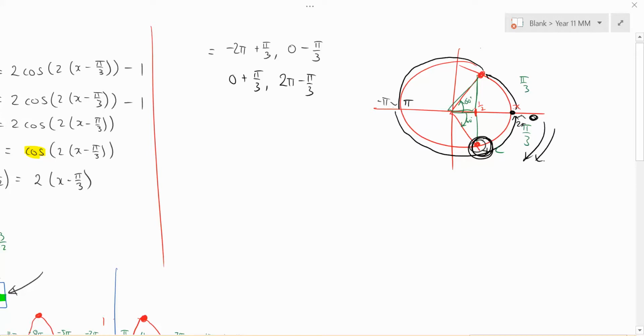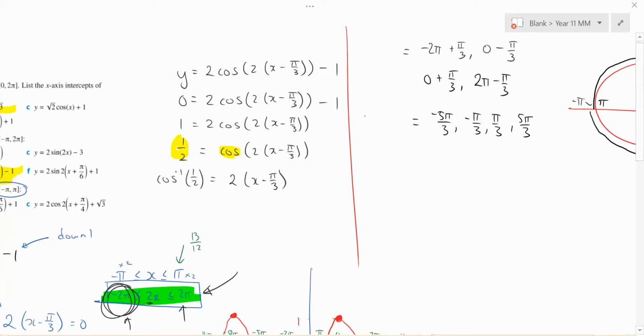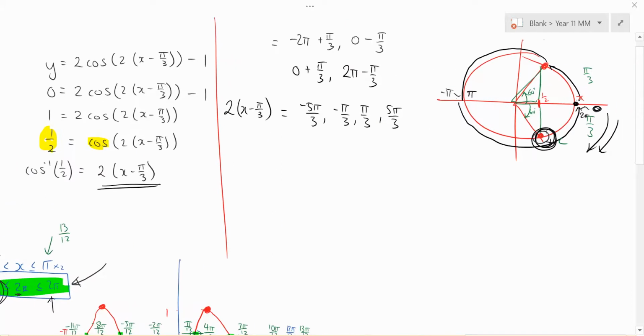Okay, so this now leaves me with the 4 possible answers: negative 5 pi on 3, negative pi on 3, pi on 3, and 3 times 2 is 6, that's 5 pi on 3 here. Okay, those are my answers, but remember this answer was for a dilated domain. Remember, I doubled everything. I have the answer on the right hand side, I had 2 times x minus pi on 3.